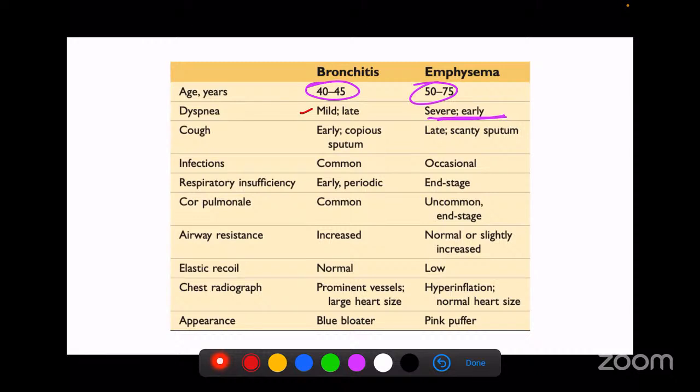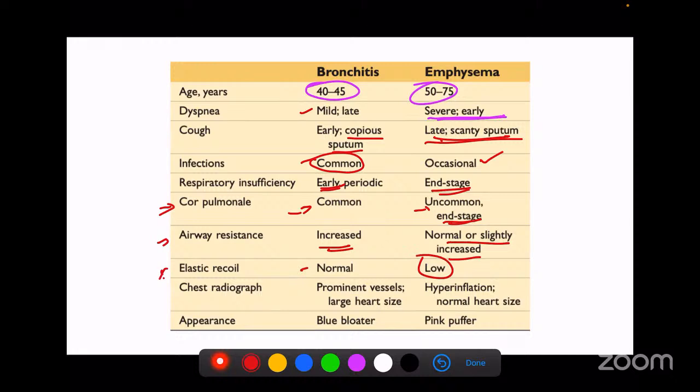Cough in bronchitis is associated with copious sputum, but in emphysema sputum is very scanty. Infections are common in bronchitis, but occasional in emphysema. Respiratory insufficiency in bronchitis is very early, but in emphysema it happens at a very end stage. Cor pulmonale is very common in bronchitis; in emphysema it is also there, but at a very end stage. Airway resistance is increased in bronchitis, while in emphysema it is only slightly increased. Elastic recoil in bronchitis is normal, and in emphysema it is low. In chest radiograph, bronchitis shows prominent vessels and large heart size, but emphysema shows hyperinflation and normal heart size. So these are the basic differences.